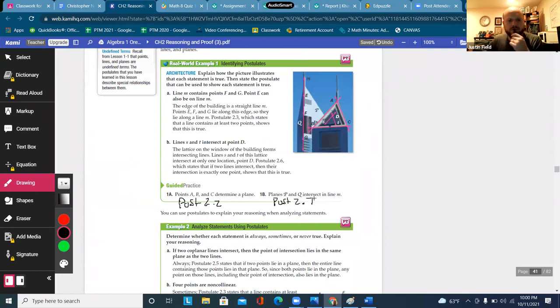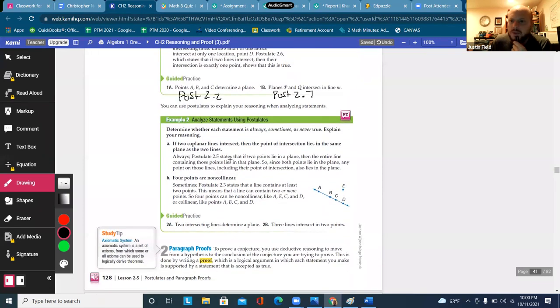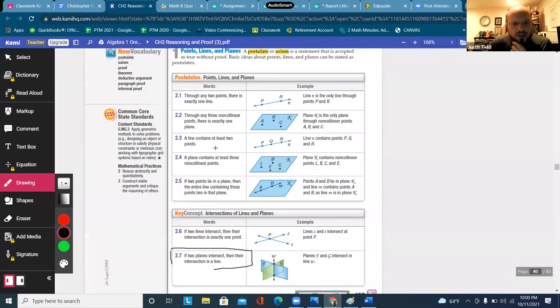All right. Analyze statements using postulates. Determine whether each statement is always, sometimes, or never true. Explain your reasoning. Two intersecting lines determine a plane. Let's see if we have a postulate for that.